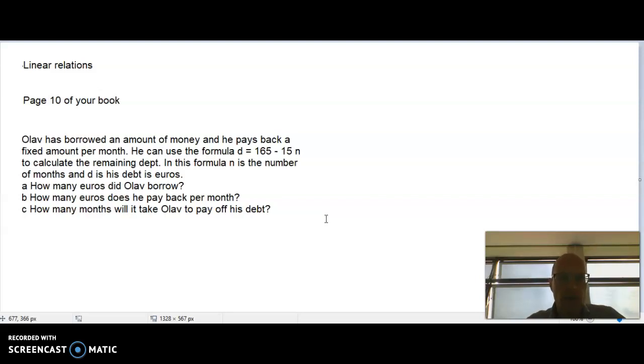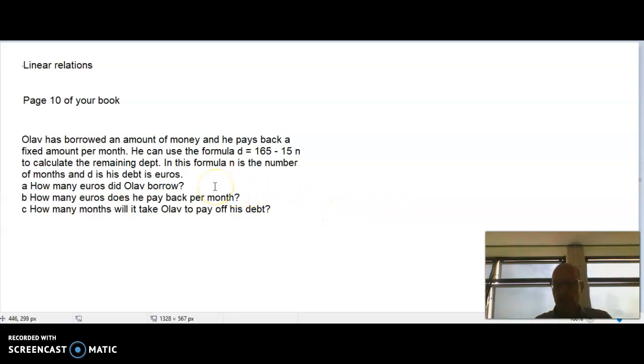And he can use the formula D is 165 minus 15 times n to calculate the remaining debt. In this formula, n is the number of months and D is his debt in euros. And first of all, how many euros did Olaf borrow? Well, if you borrow something at the beginning, you have your full debt. So at the beginning, when time is 0 months, what does he have?